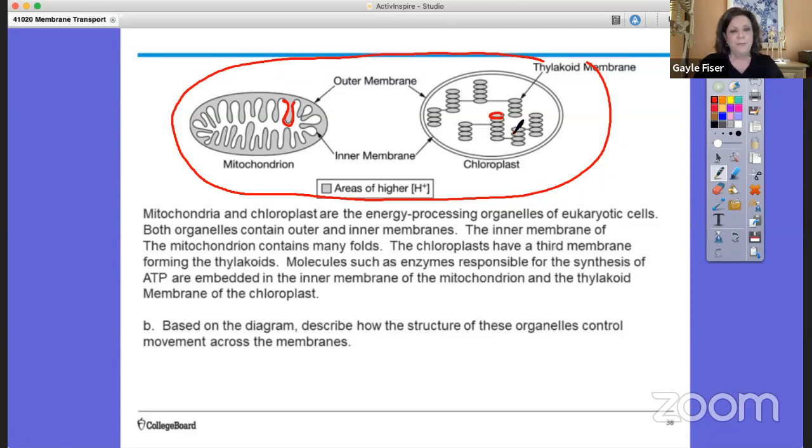So B, based on the diagram, describe how the structure of these organelles control the movement across the membranes, okay? So now we're talking about how are we making those hydrogen ions stay over there where they're at, and that's B. I'll give you 10 seconds to maybe 15, because this should be easy.